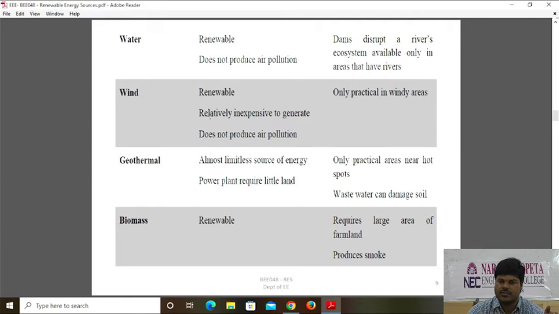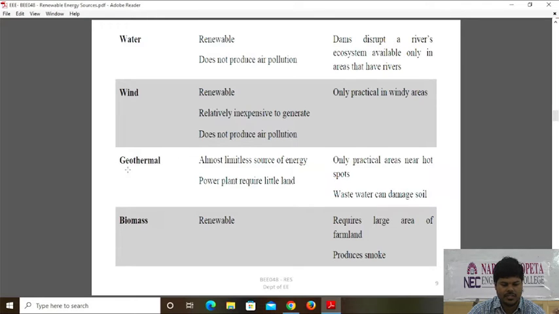Coming to the wind, wind is also a renewable energy source. It is also a green energy. Relatively inexpensive to generate, does not produce air pollution. So as I told you, all the renewable energy sources are green energy. They are not going to pollute anything. So only practical in windy areas. Just like in solar, we can generate the power by using wind only where wind is available in a particular location. If wind is not available in that particular location, we cannot generate the power.